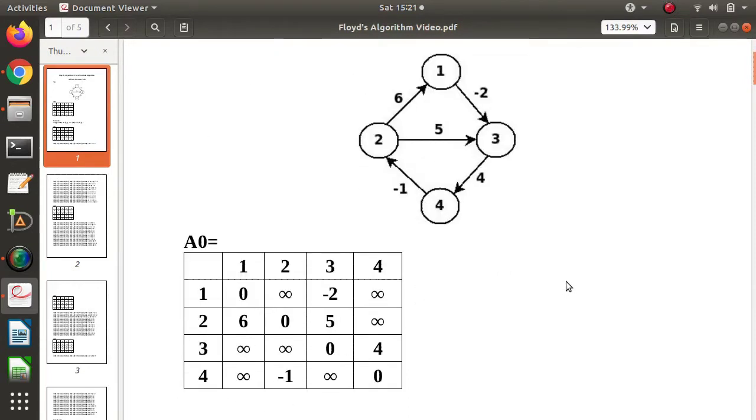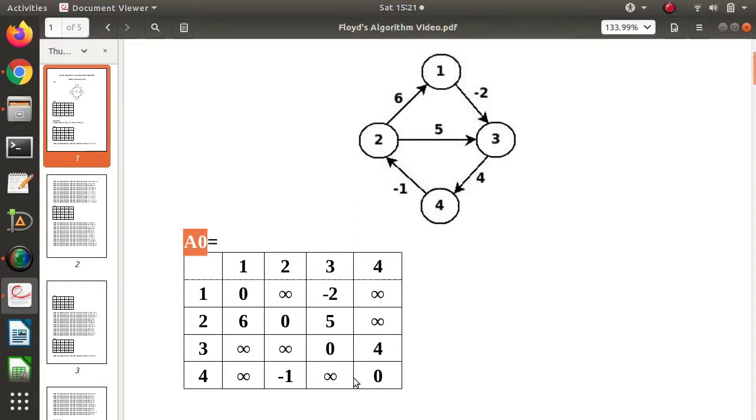Here in the beginning we find the matrix A0 and we calculate these values. Now look at this. At each row these names are given, 1, 2, 3, 4. These are nothing but the nodes of this graph. Here again 1, 2, 3, 4, these are the nodes of this graph. So these nodes and these nodes are written in rows and columns. That's why it becomes a square matrix.